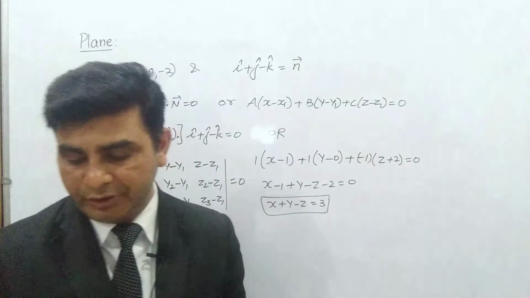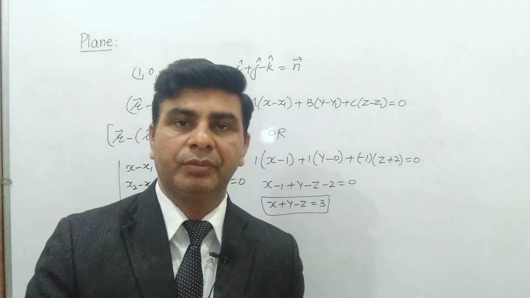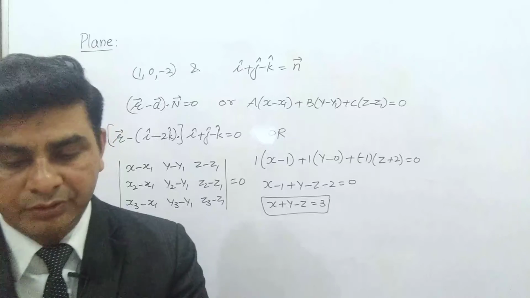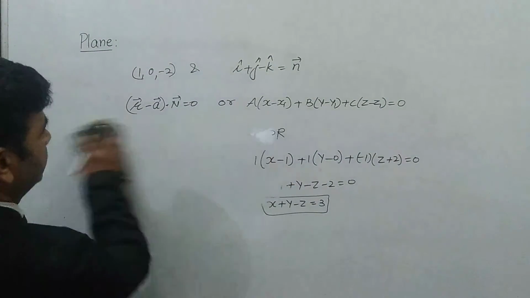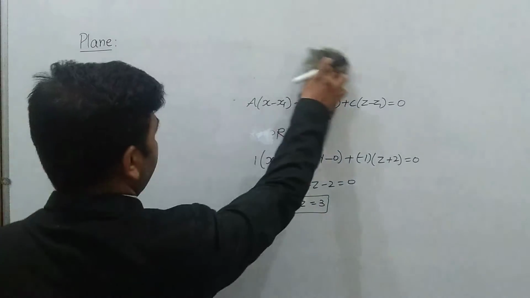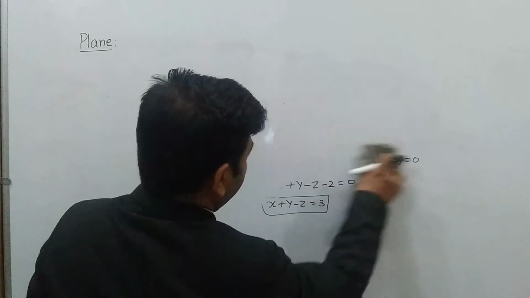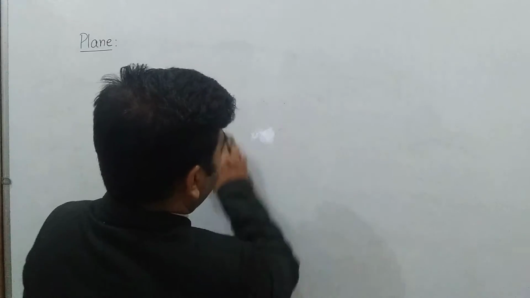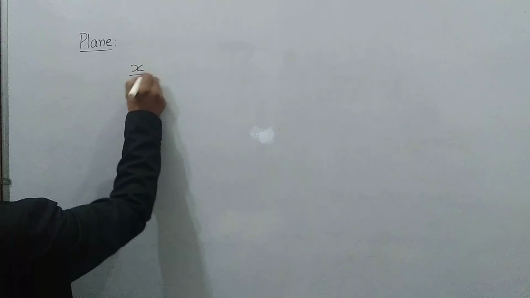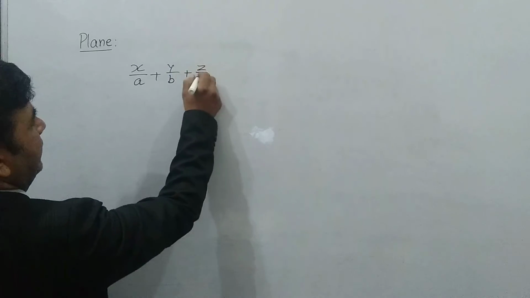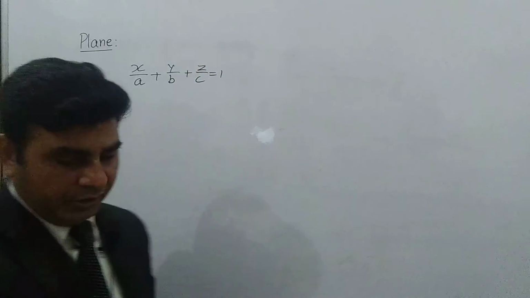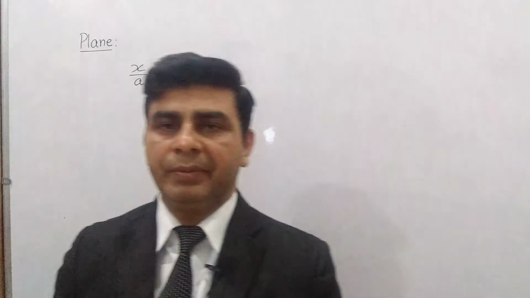So this is your complete homework. Now let me do question number 7, in which we need to write down the equation in intercept form. So children, you should know what the intercept form is. It is given by x by a plus y by b plus z by c is equal to 1, where a, b, c are the intercepts made by the plane with x-axis, y-axis and z-axis respectively.